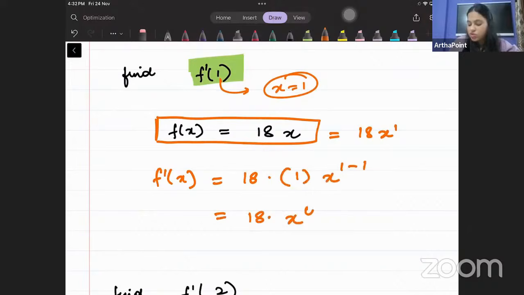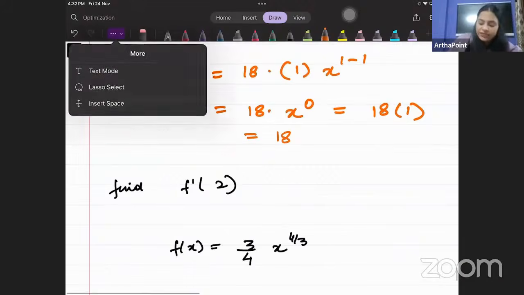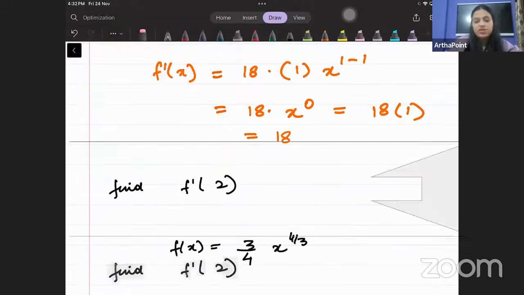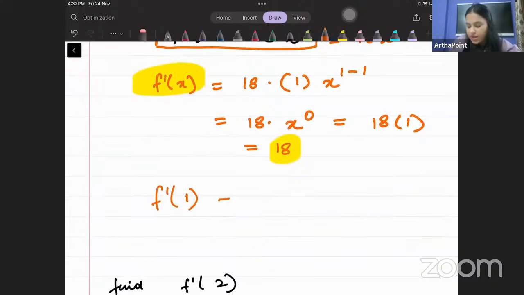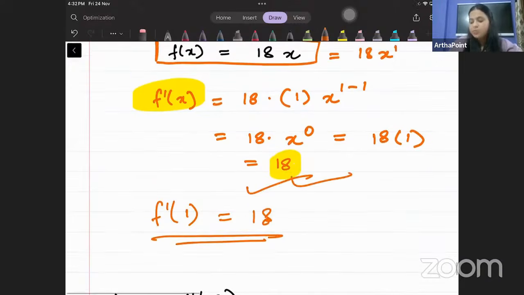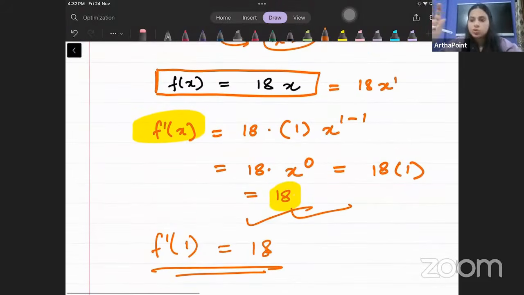So 18 x to the power 0. Anything to the power 0 is 1. So 18 हो गया. So बेटा f dash x क्या हो गया? f dash x is 18. If f dash x is 18, तो अब अगर मैं x की जगह पे 1 भी डाल देती हूँ, will my answer change? No, क्योंकि x तो है ही नहीं ना यहाँ पे अब. So even if I put that as 1, answer will not.